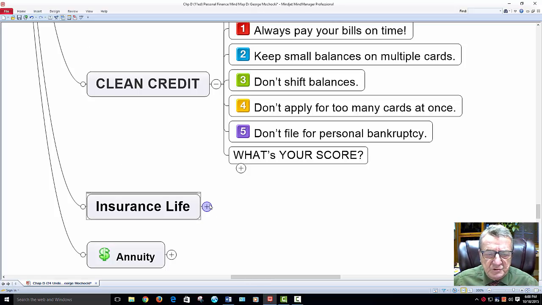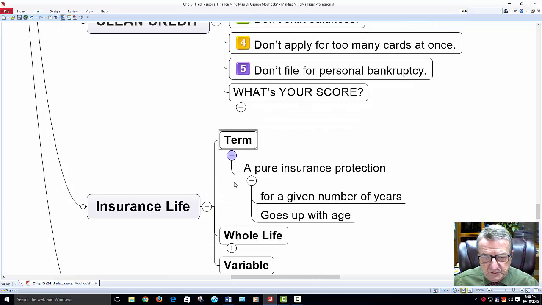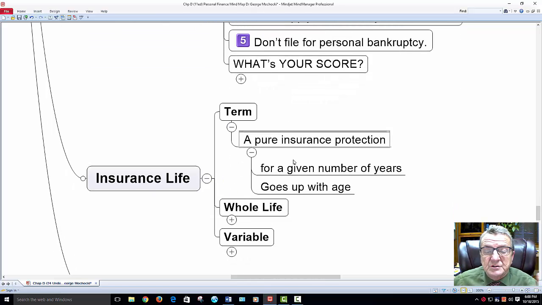Now, there are different types of life insurance. You have term life insurance, which they call pure insurance for protection, given for a number of years, and the cost goes up with age.